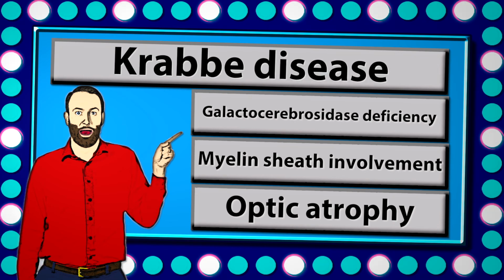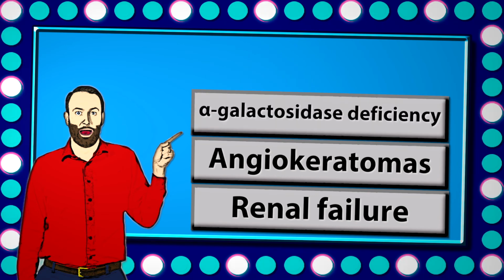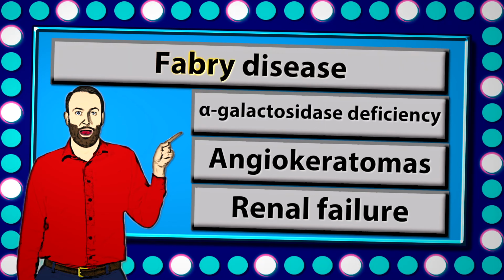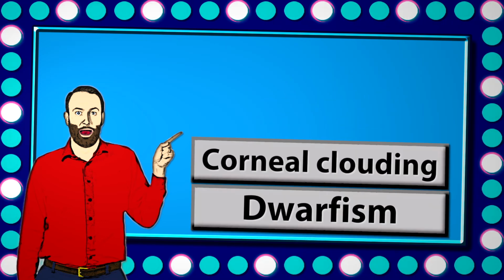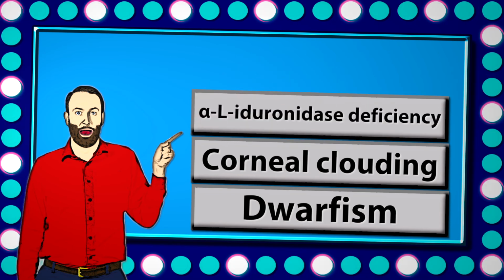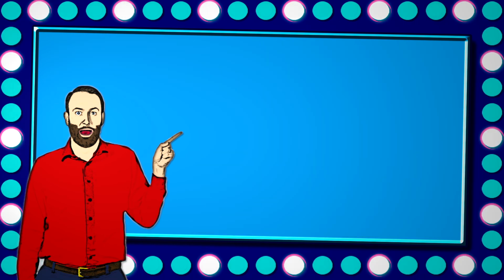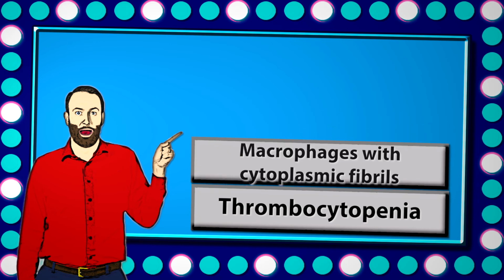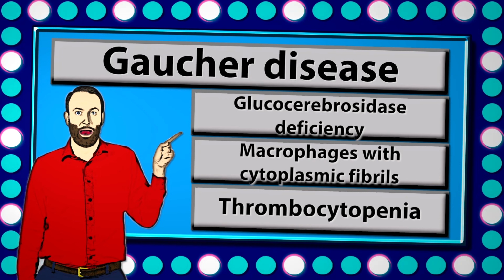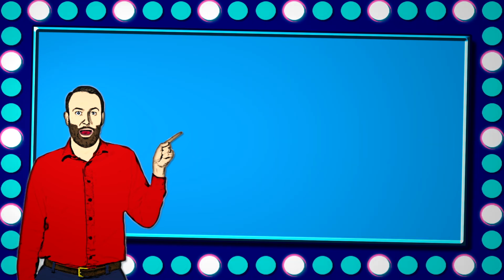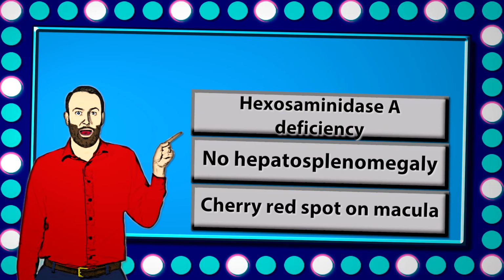Answer, Krabbe disease. Next, renal failure, angiokeratomas, alpha-galactosidase deficiency. The answer, Fabry disease. Next, dwarfism, corneal clouding, alpha-L-iduronidase deficiency. That's going to be Hurler syndrome. Next, we have thrombocytopenia, macrophages with cytoplasmic fibrils, glucocerebrosidase deficiency. The answer, Gaucher disease. Next, cherry red spot on the macula, no hepatosplenomegaly, hexosaminidase A deficiency.